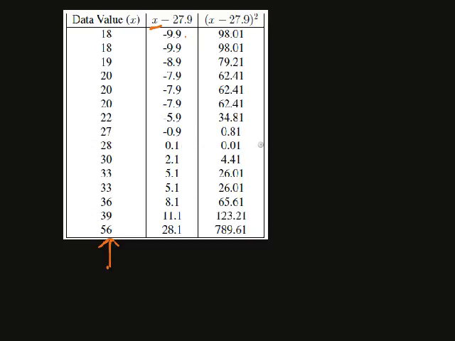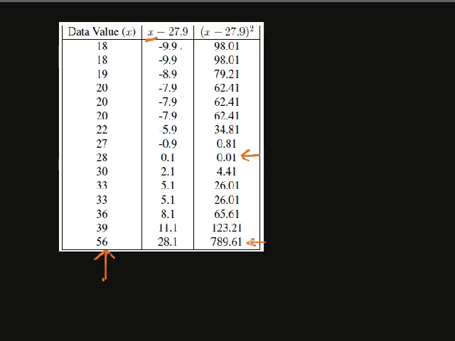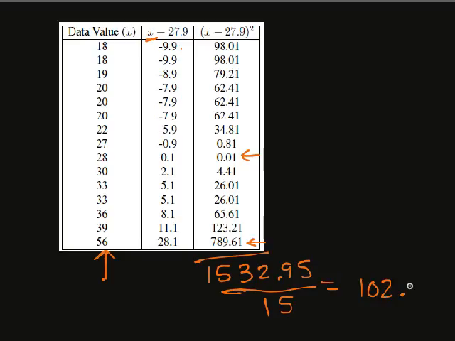So you can see the closer we are to the mean, like a value of 28, we get a very low squared deviation. And when we're up here at 56, we get a really high squared deviation. So the next step is to add all these together, and when I did that, I got 1532.95. Then we are supposed to divide by the number of data points. If we count them up, there are 15 of them. So we're going to divide by 15. And we get 102.2 if we round it to the nearest tenth.